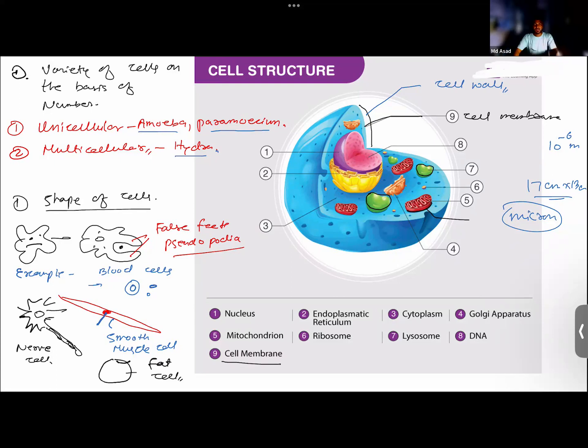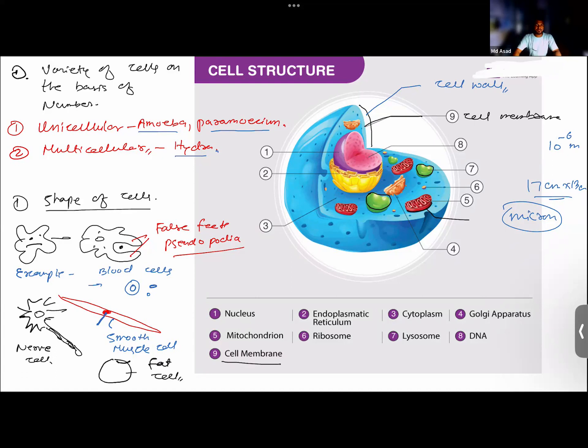Then we also talked about the different varieties of cells on the basis of their shape, size, and number. On the basis of number, what are the two classifications of cells? Unicellular and multicellular. Can you name some of the unicellular organisms? Amoeba, Paramecium. Very good. You can add one more example: yeast is also a unicellular organism.